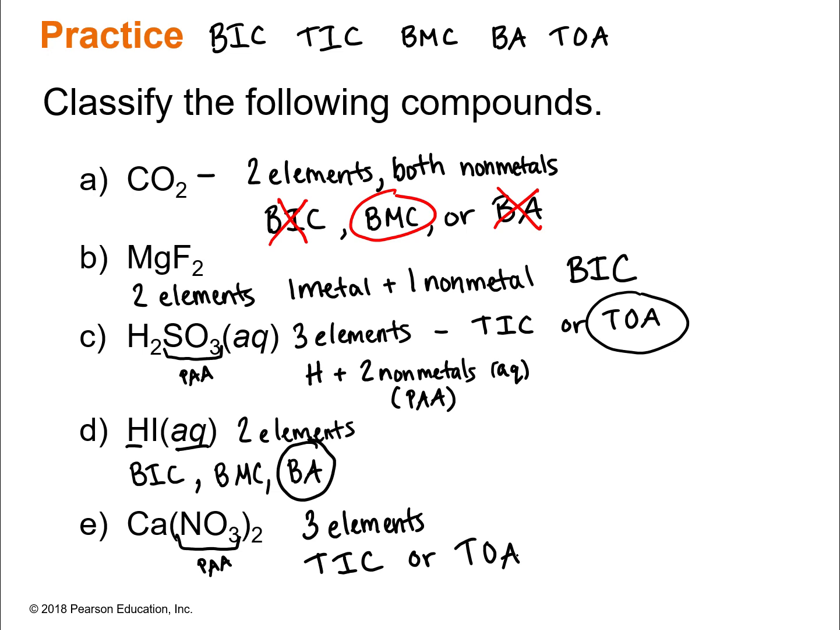It starts with a metal, calcium. So it has to be ternary ionic. Even if I didn't know exactly what ternary ionic compounds were, I could definitively say it's not an acid because I don't see a hydrogen and I don't see aqueous.